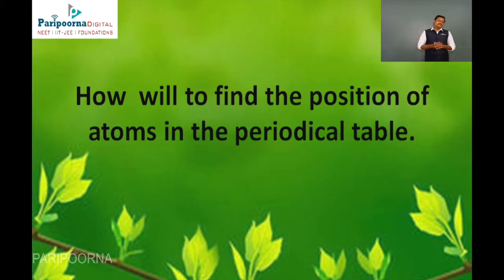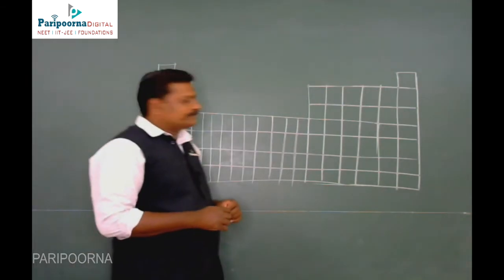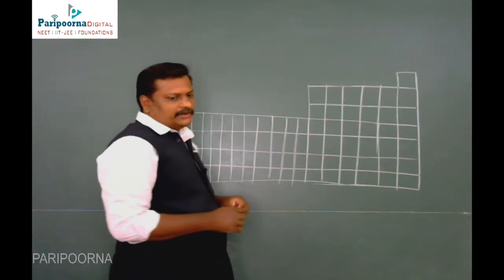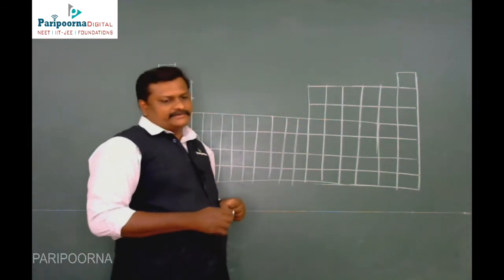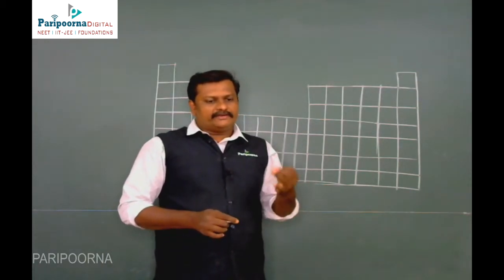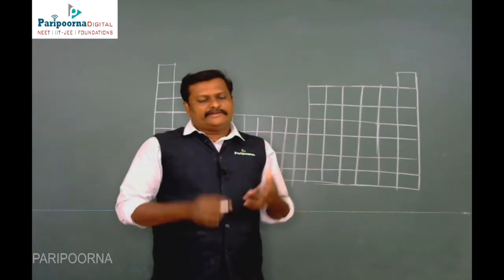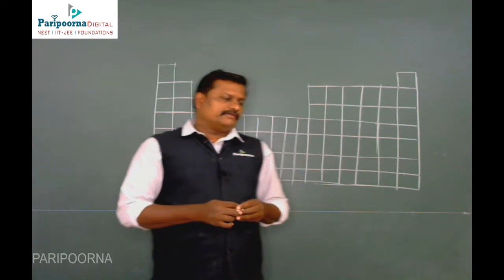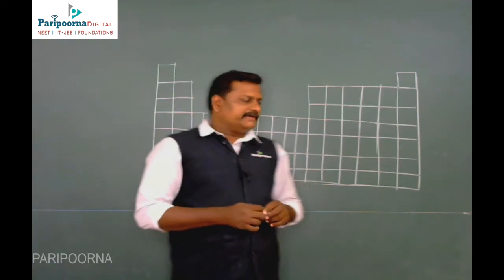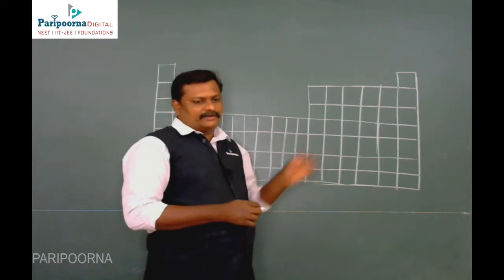Now I will discuss how to find the position of an atom in the periodic table. Now look at the periodic table. From this periodic table, we use the magic numbers. In chemistry, what are the magic numbers? 2, 8, 8, 18, 18, 32, 32. These are called magic numbers. By using the magic numbers, we can identify the atomic numbers of the corresponding elements.